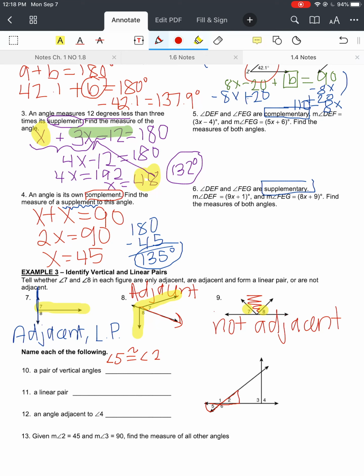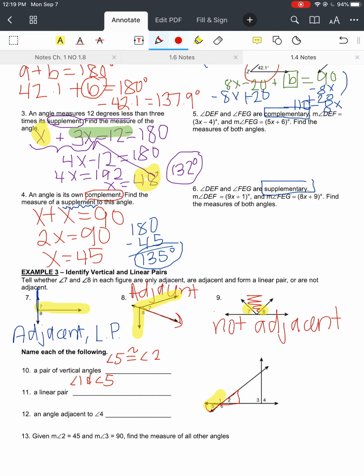Number 11 says a linear pair. Remember, linear pairs have to be adjacent and form a straight line. Right away, I say, well, angle 1 is definitely next to a few angles. It's next to angle 5 and forms a straight line. So angles 1 and 5 are a linear pair. They're not equal. I'll just say angle 1 and angle 5 are a linear pair. There's actually at least 4 more linear pairs. So again, pause the video. Can you spot the other linear pairs?